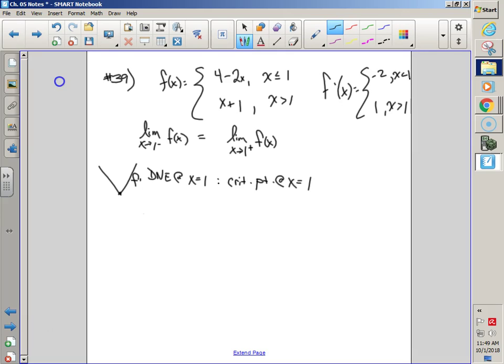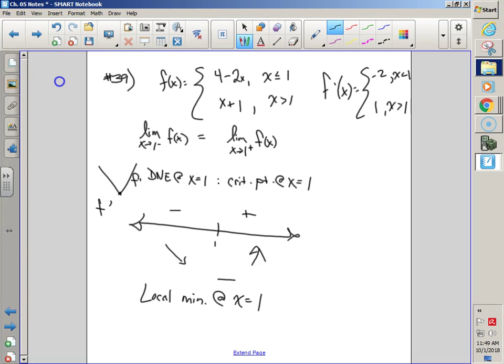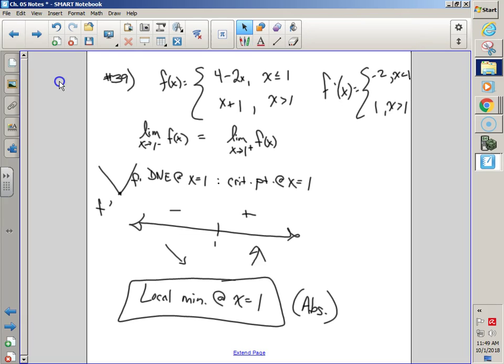domain was all real numbers, right? I don't think this analysis should take a lot of time because we just talked about how it's a downwards to an upwards. But if you want, we can go ahead and say, hey, it's negative then positive. What's going on at 1? And technically, it's not even just local, is it? Why is it absolute? Strictly decreasing to strictly increasing, it's the lowest value possible. Sharp point.